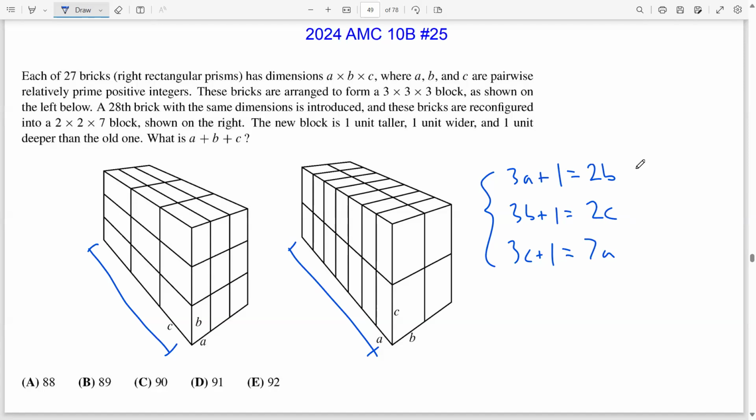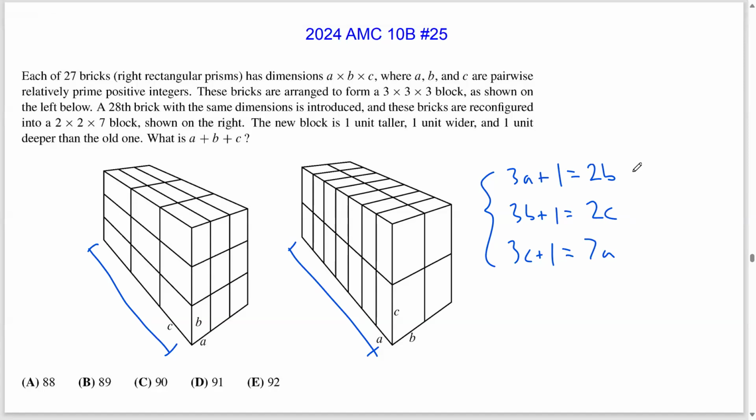Now note that these equations are linear equations, and so this is a system of 3 linear equations. There's going to be one solution, and you can use any method that you like to solve a system of equations. This will give you 19, 29, and 44 as the solution. So a plus b plus c is going to equal 92, which is E.